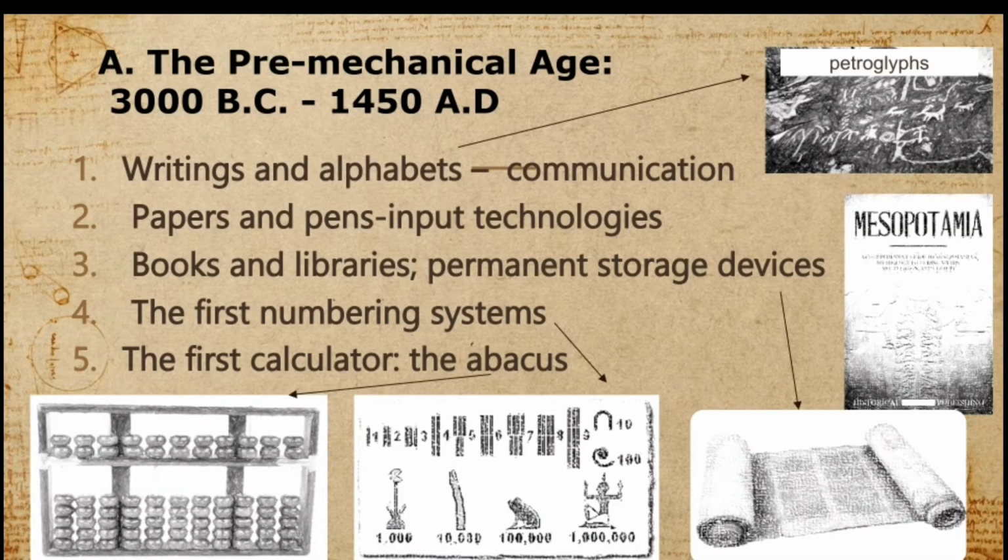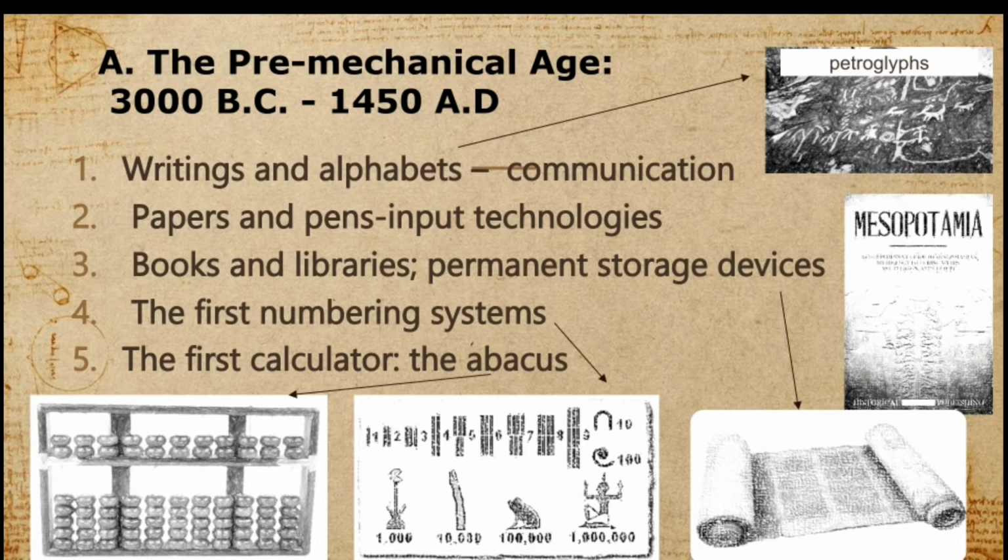The first age of information is the pre-mechanical age, which started from 3000 BC to 1450 AD. People in this age were using writings and alphabets as means of communication. The most common carvings used by ancient people were the petroglyphs. These are rock carvings which involve powerful cultural symbols that reflect the complex societies and religions of the surrounding tribes.